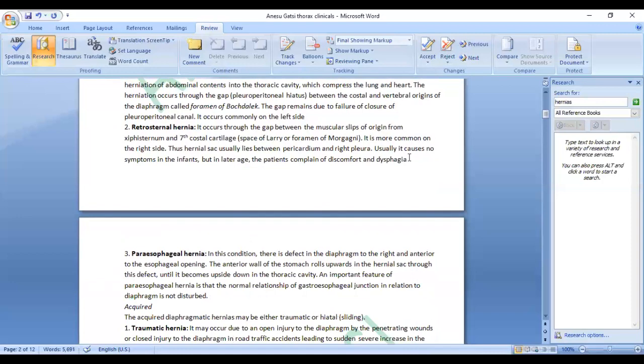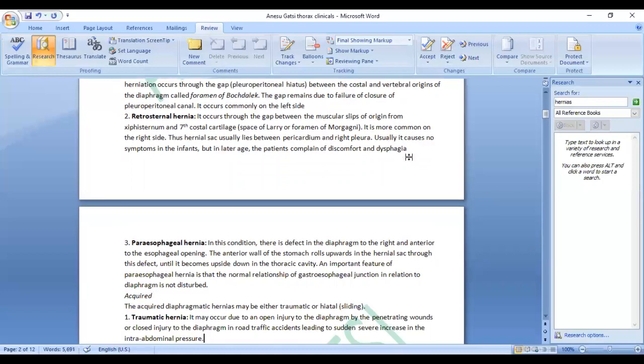Then you have what is known as paraesophageal hernia. In paraesophageal hernia, you have a defect in the diaphragm to the right, and it is anterior to the esophageal opening. So you're also more likely to have dysphagia. As for the posterolateral hernia through the foramen of Bochdalek, it's more common on the left side, and it may be due to failure of closure of the pleuroperitoneal canals that are found within embryonic life.